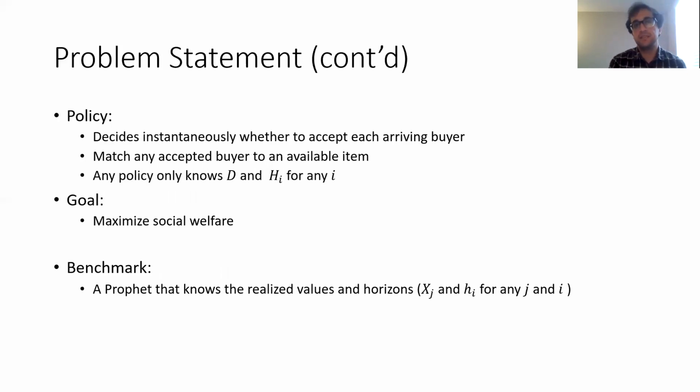And each policy needs to accept some of the buyers. If a policy accepts a buyer, it needs to match it to an item that has not departed so far. The goal is the same as the multiple choice prophet inequality. We want to maximize social surplus, and the benchmark is a prophet that knows everything, which means the prophet knows the realized values and also the realized horizons.